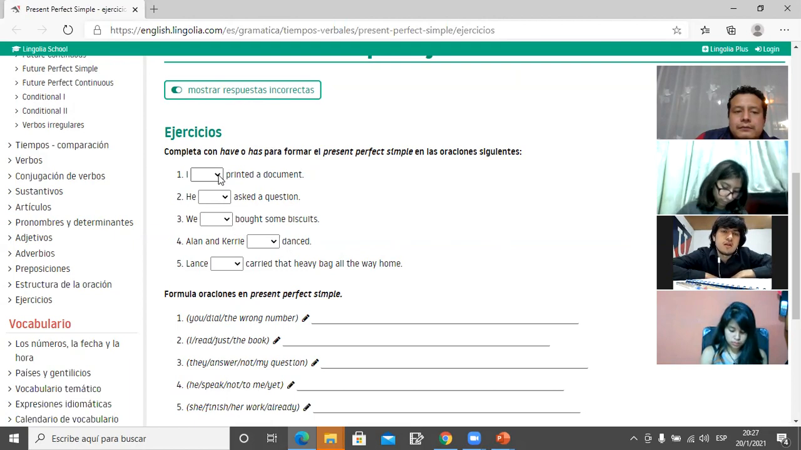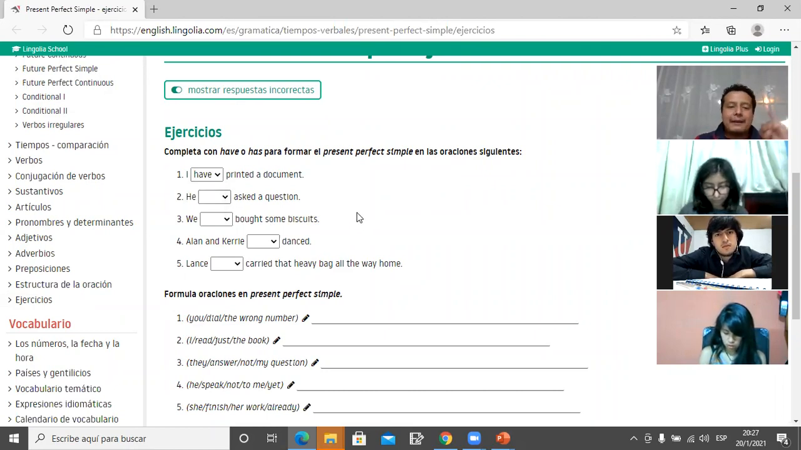I has? No. We have or has? Have, because it is not a third person. Remember, when we have he, she, and it, we use has. And with the other personal pronouns, we use have.